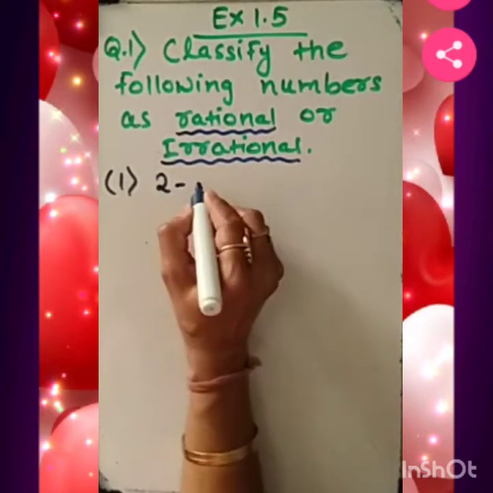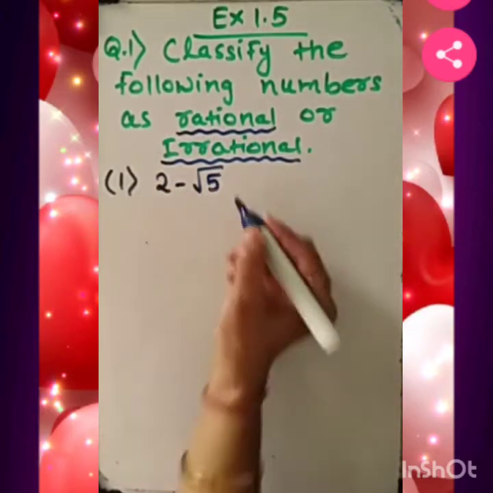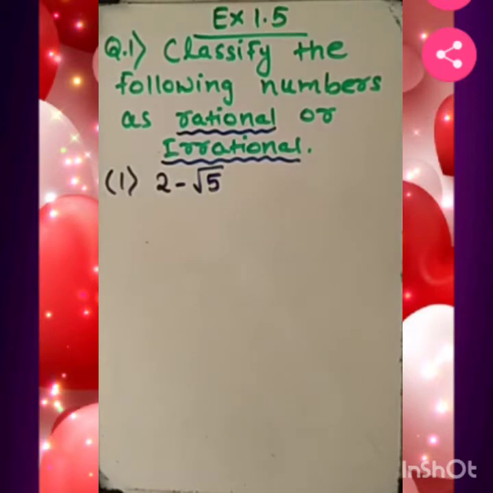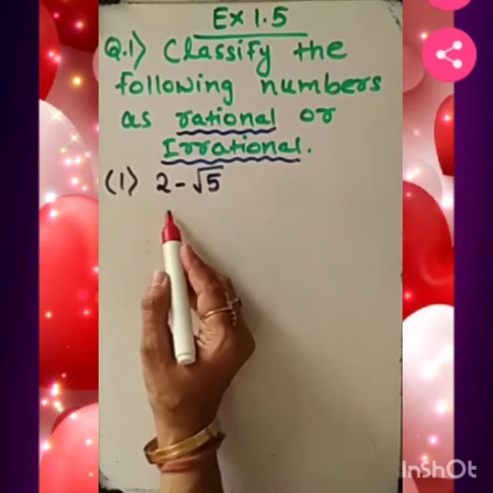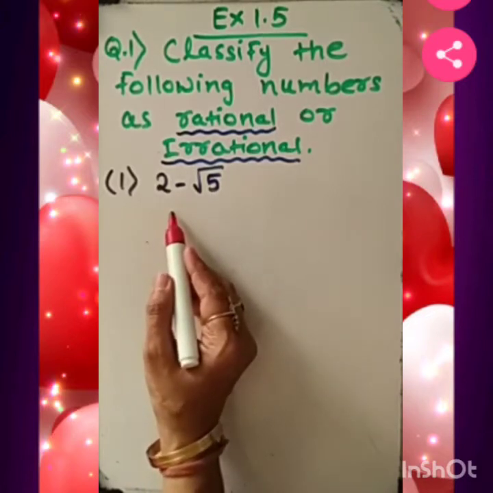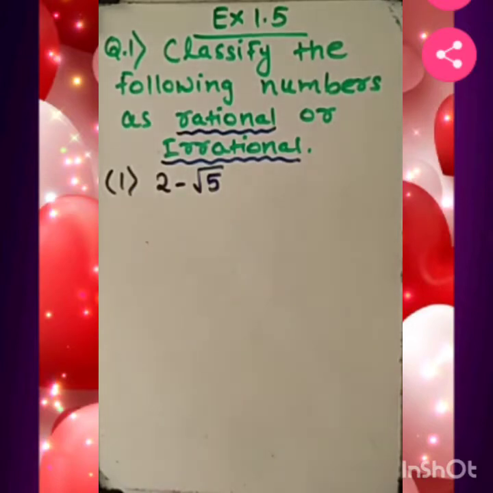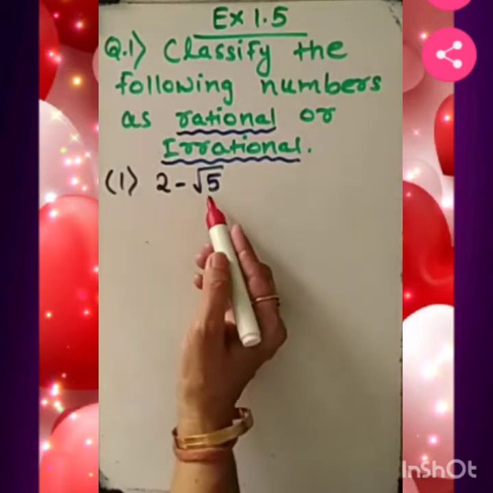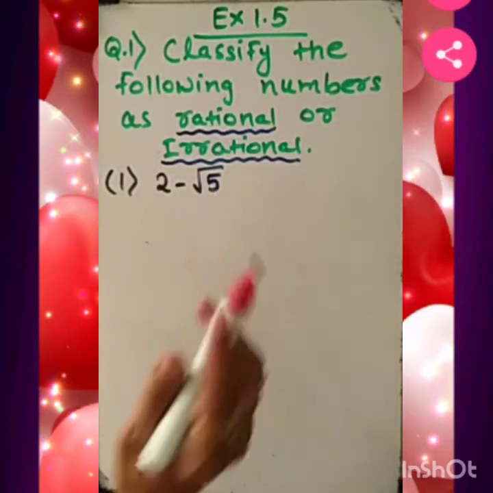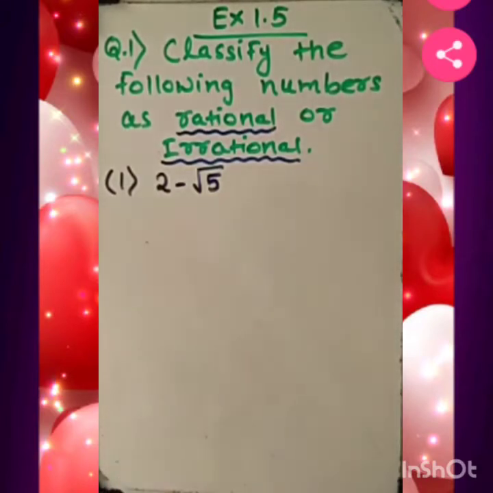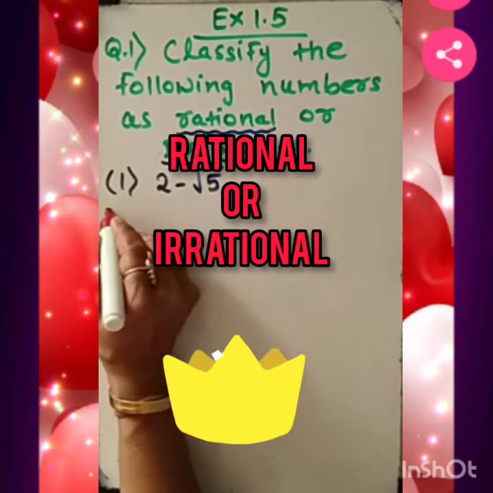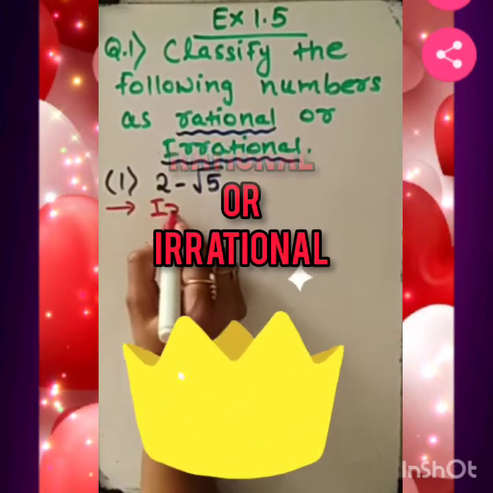Now let's work out what we are given: 2 minus under root 5. You can see here 2 individually is a rational number, because 2 by 1 in p by q form we can write easily. But what about this root 5? For root 5, it's not possible to write. So according to this, it is an irrational number, and we need to write that here.